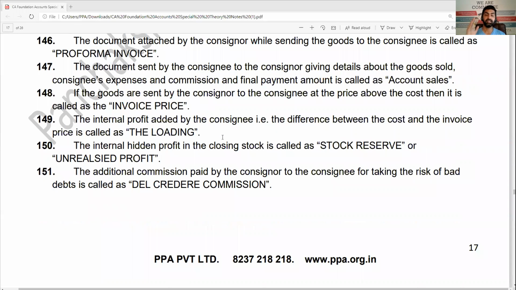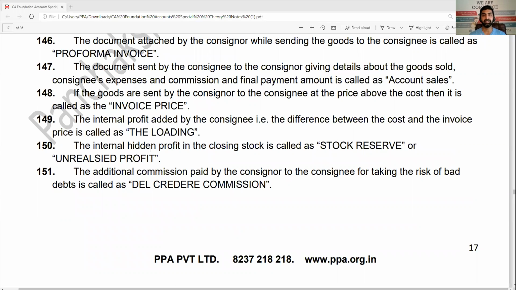Now, sometimes the goods are sent by the consignor to the consignee by adding some internal profit. Let's say I manufactured or purchased this mobile for, let's call it, 50,000, which is also very less. But while sending the goods, I told the consignee that these goods are worth 60,000. So here 50,000 is the original cost of goods. The 10,000 internal profit added is called loading, and 60,000 rupees, the price told to the consignee, is called the invoice price. So the higher price is called the invoice price.